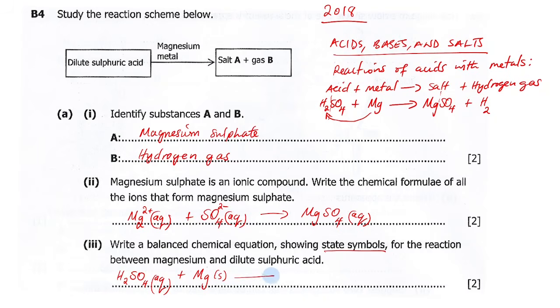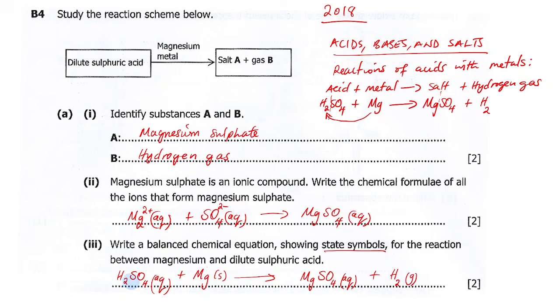When you put the arrow, the magnesium sulfate will also be aqueous. Then plus hydrogen gas, which is a gas. So the gas state is G.